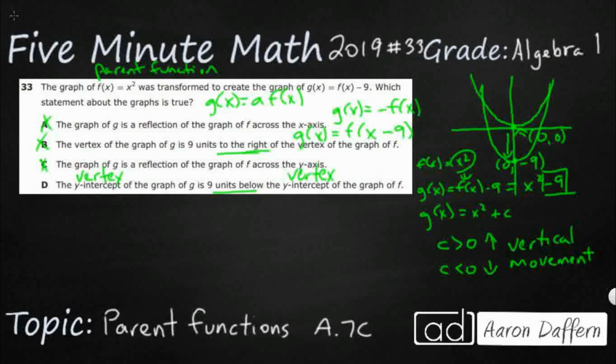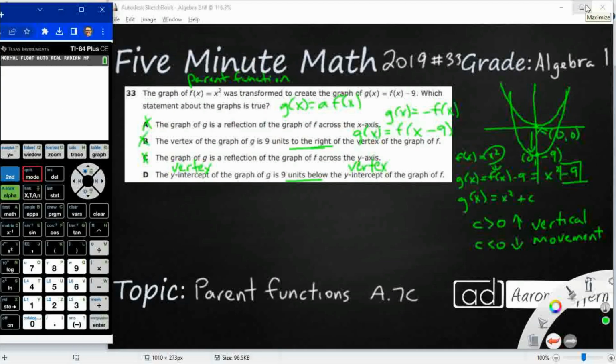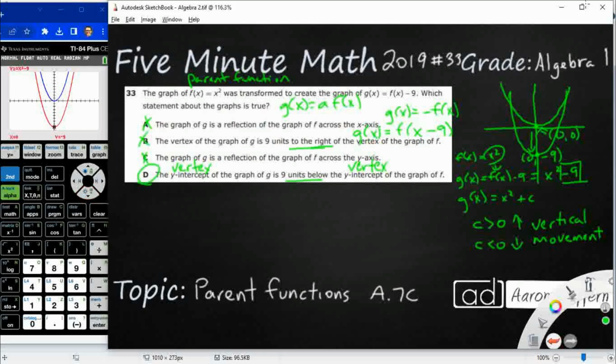Double check. Let's look at our graphing calculator. We're going to go to our y equals and get our parent function in there, x squared. Graph it. There it is. Very vanilla. Now we're going to add a new one, x squared minus 9, and that should shift it down. That red one shifts down 9 to negative 9. So the y-intercept, which happens to be the vertex here, is 9 units lower. So my answer is D.